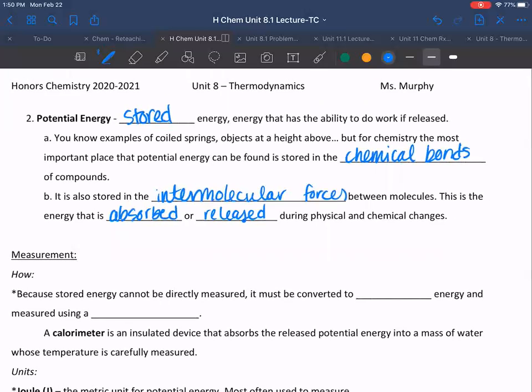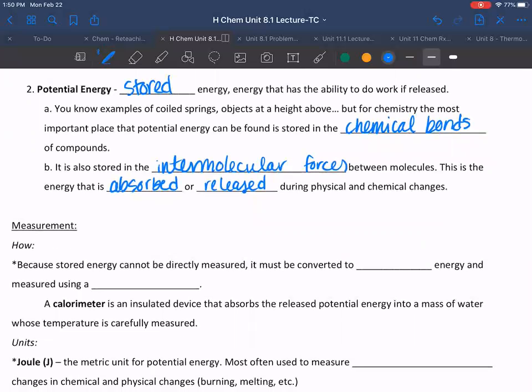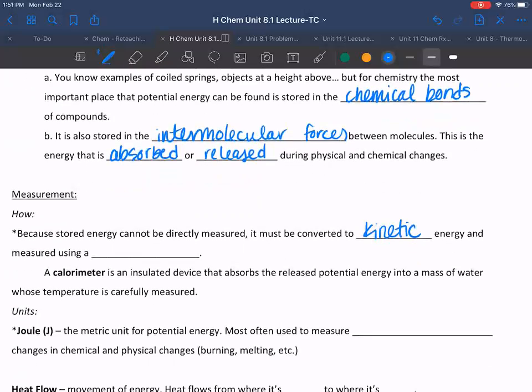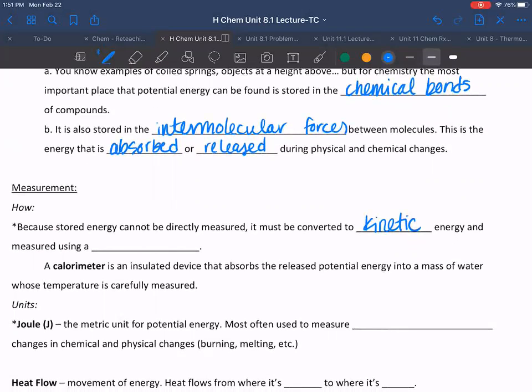And so we do have a way that we can measure potential energy, because you think, how can you measure stored energy? But the way we have to do so is we have to first convert it to kinetic energy. Because if you guys remember the law of conservation, that applies to energy as well. You can't just make up. So it's just a conversion from potential to kinetic. And then we measure it using a calorimeter.